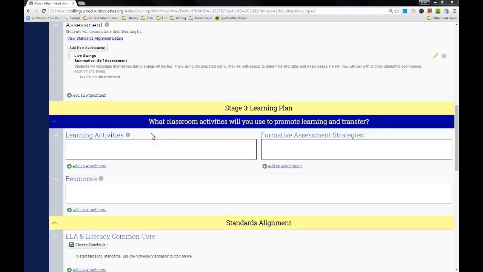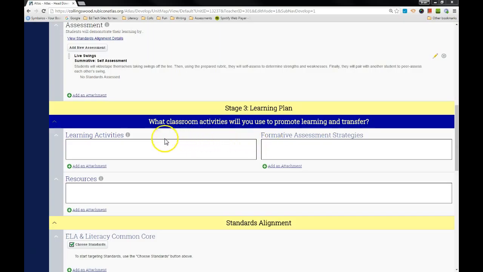All right, congratulations. You have made it to stage 3, the learning plan. And today we're going to talk about learning activities, what will my students do in class, and any formative assessment strategies that you might apply to that.